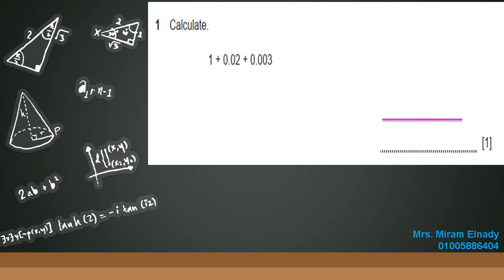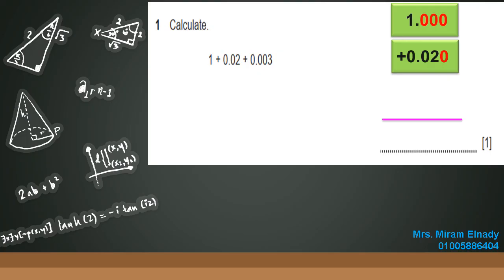Question 1. Calculate 1 plus 0.02 plus 0.003. So first you need to write 1, then 0.02. Take care when you put the numbers, you put them under each other: 0 under the 1, then the decimal point under the decimal point, 0 under the zeros, 0 under 2, and so on. Then the last one, 0.003.